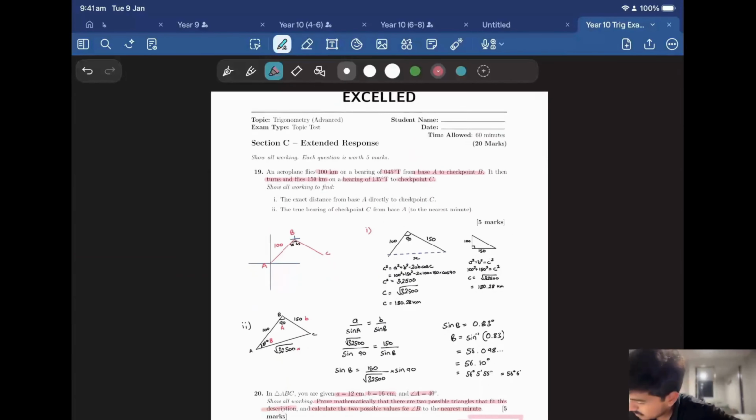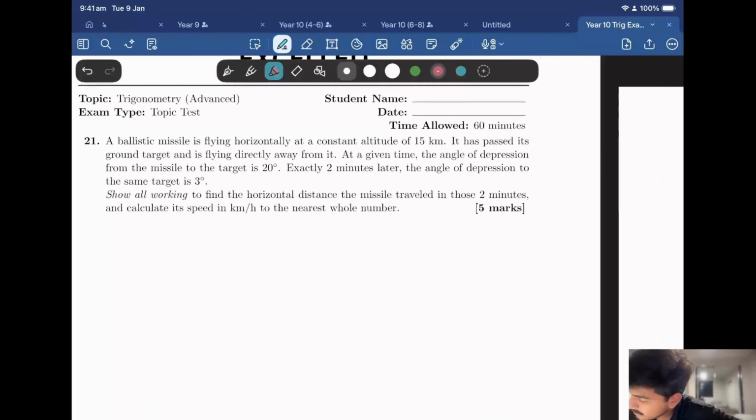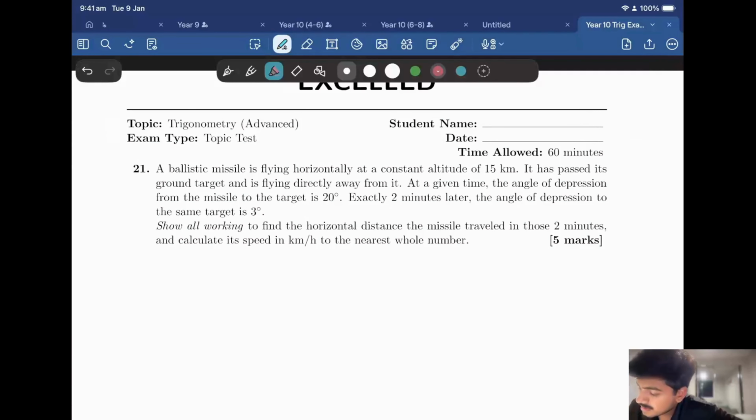Alright. Okay. Next question. A ballistic missile is flying horizontally at a constant altitude of 15 kilometers. It has passed its ground target and is flying directly away from it. At a given time, the angle of depression from the missile to the target is 20 degrees. Exactly 2 minutes later, the angle of depression to the same target is 3 degrees.